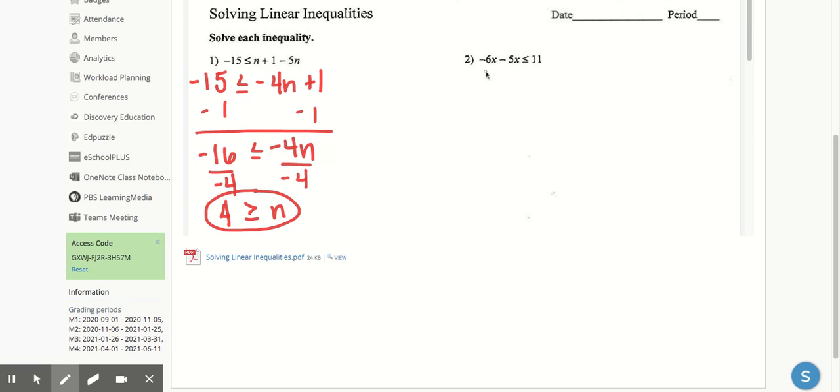We're going to see something similar here in question 2. Negative 6x minus 5x is negative 11x is less than or equal to 11. And then we divide by negative 11. So just like in the last example, we're dividing by a negative. We're moving it to the other side by dividing. So it's going to be x is greater than or equal to negative 1. Again, flipping that sign because we divided by a negative.